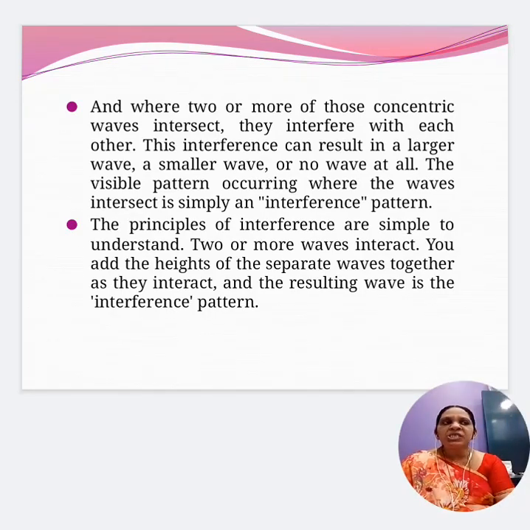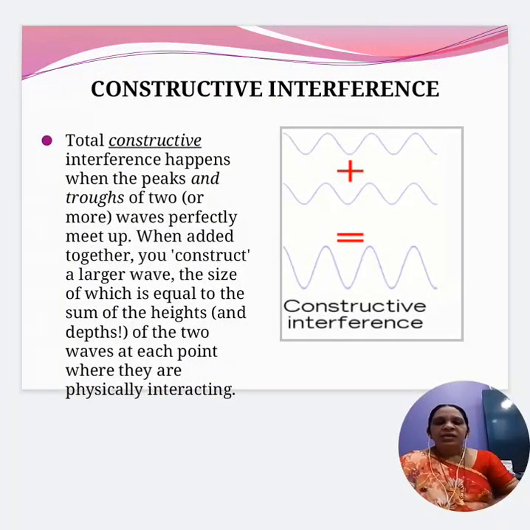The principles of interference are very simple to understand. When two or more waves interact, you add the heights of the separate waves together as they interact, and you observe a pattern. The resulting wave pattern is called the interference pattern.